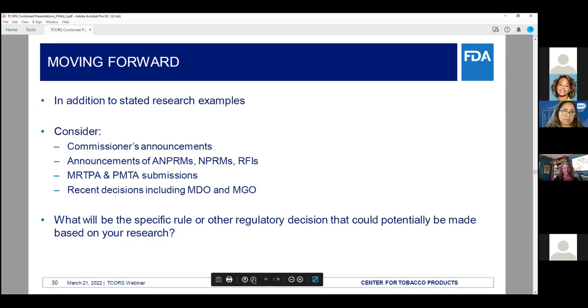answer every question related to any one specific rule or regulatory decision, but really think about how you can focus in your research projects on specific areas. And in that area, what would you like to see in front of you, and how can you help design projects that can help inform those specific rules or regulatory decisions? Okay, and with that, I am going to end and hand it over to the next speaker.